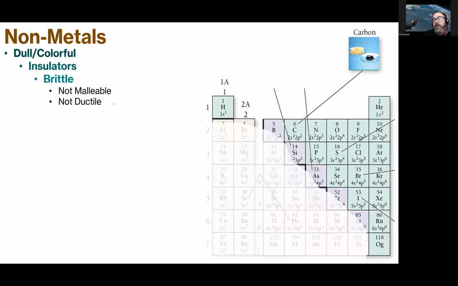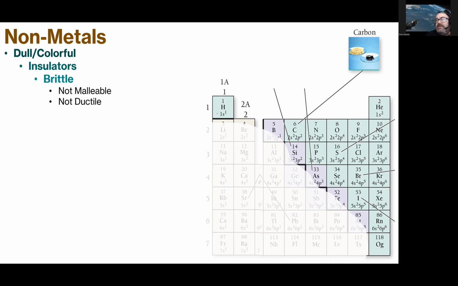On the right side of the periodic table are non-metals, and I've cropped this a little bit better to emphasize that hydrogen here is a non-metal. Non-metals are harder to describe generally because they're very different from each other, but they're everything that a metal is not. So they're dull and they're colorful. They're not super shiny, they're not malleable, they're not ductile, they're not conductive. They're insulators, they are brittle, and they're colorful.